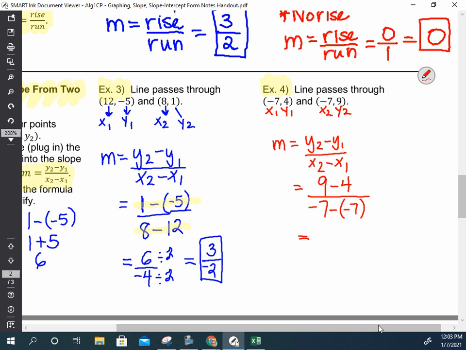What's 9 minus 4? 5. And what's -7 minus -7? 0. What's 5 divided by 0? Nope. No. That's undefined. So remember from last semester, if the 0 is at the top of the fraction, the answer is 0. But if the 0 is at the bottom of the fraction, that is undefined.